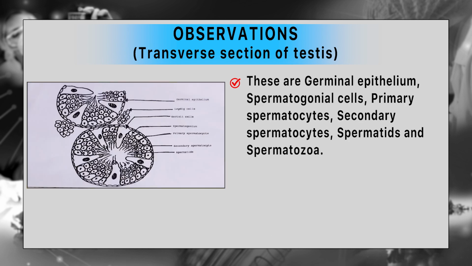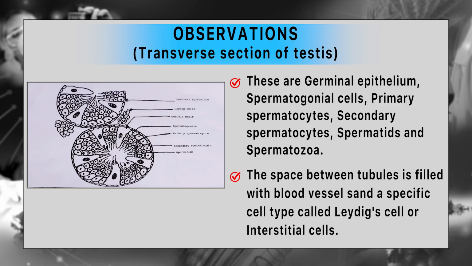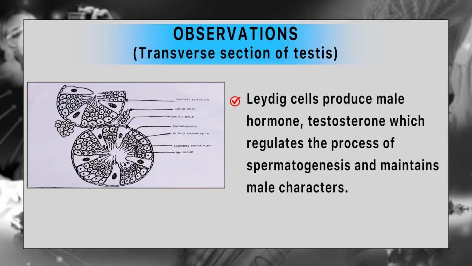These are germinal epithelium, spermatogonial cells, primary spermatocytes, secondary spermatocytes, spermatids, and spermatozoa. The space between tubules is filled with blood vessels and specific cell types called Leydig cells or interstitial cells. The Leydig cells produce the male hormone testosterone, which regulates the process of spermatogenesis and maintains male characteristics.